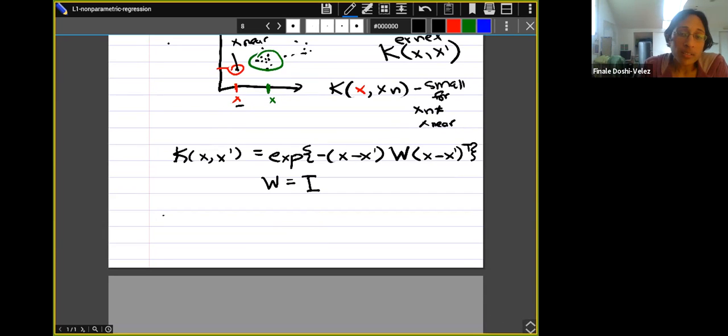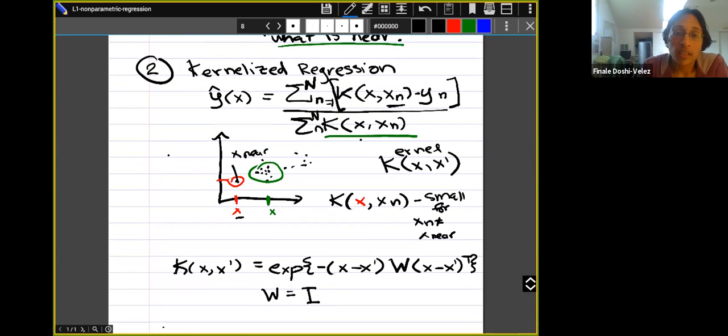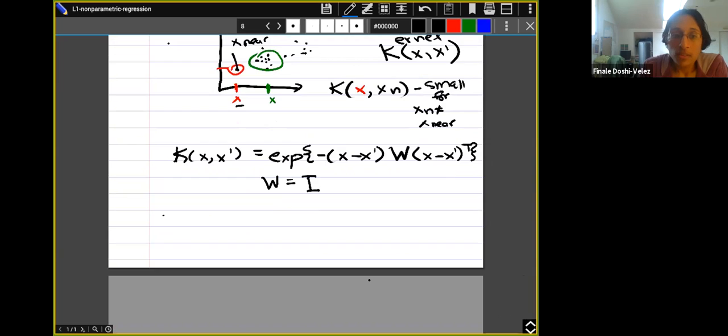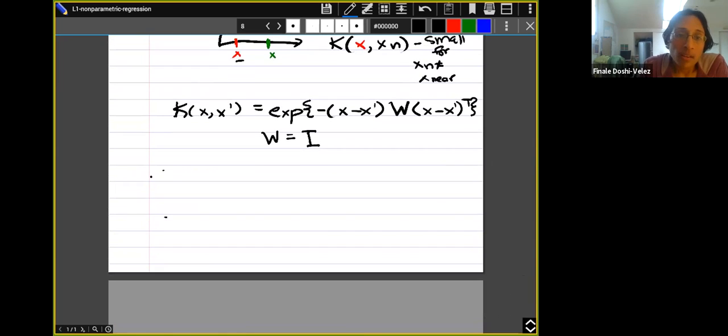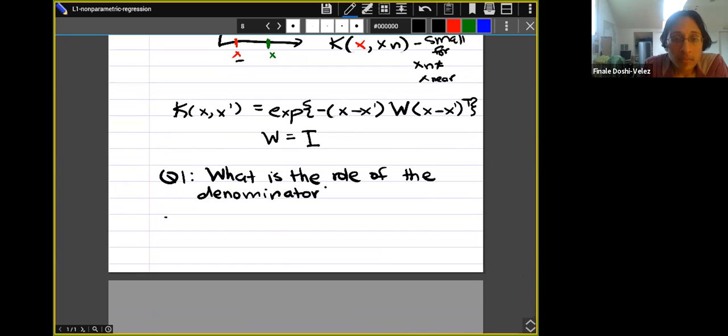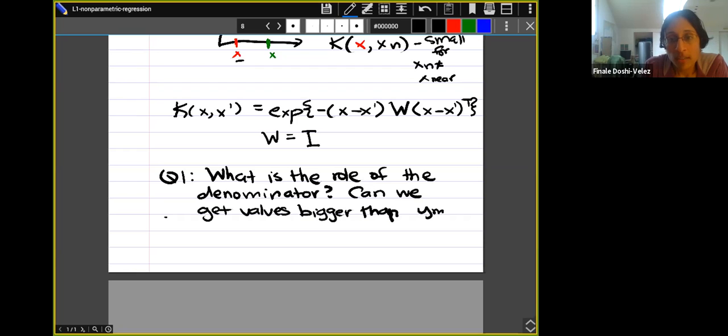Now let's think about the role of this normalization in the denominator. What is it doing for us, or what property does it introduce? Here's a thinking question: what is the role of the denominator? Can we get values bigger than y max, or smaller than y min?